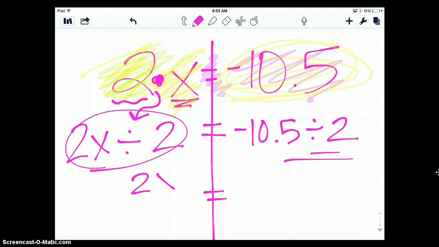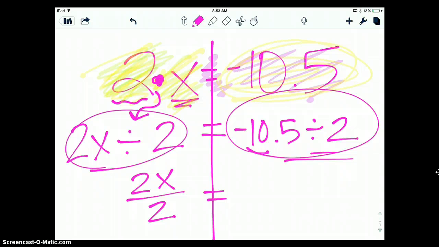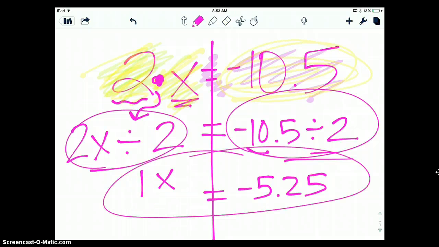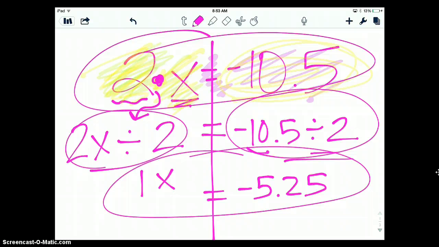So now I would like you to rewrite this as a fraction. This means 2x divided by 2. And this part, we already did. We already divided that, and it was negative 5.25. And over here, 2 divided by 2 is what? It is 1. So that's how we are left with 1x equals negative 5.25. 2x's is worth negative 10.5, and 1x is worth negative 5.25.